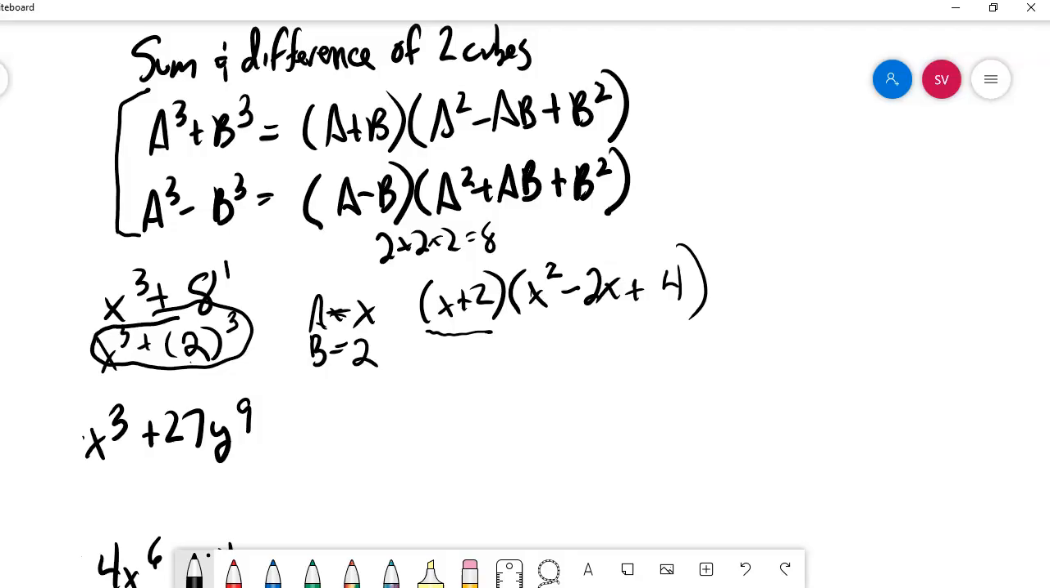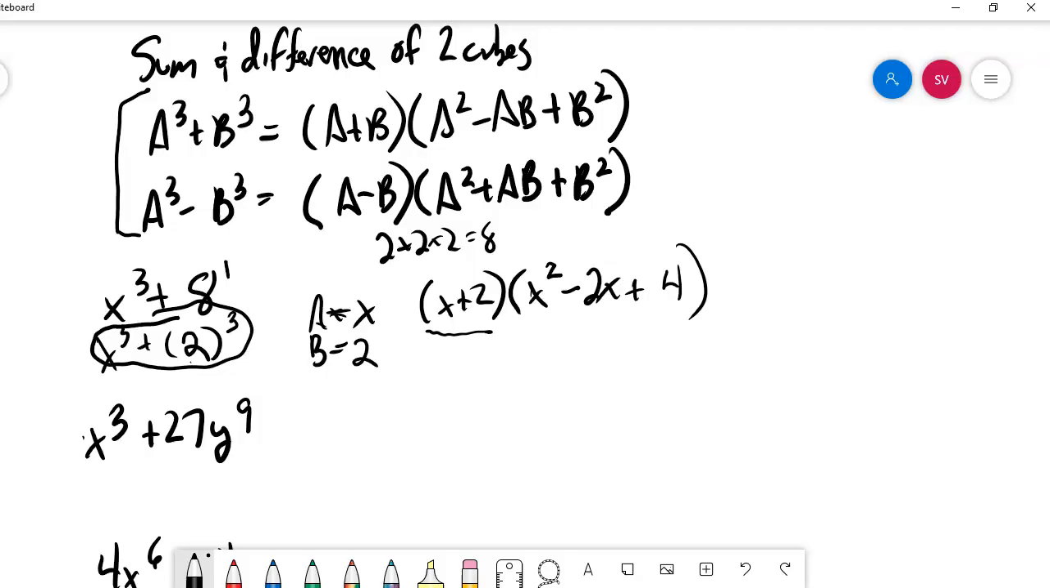So that is how we go about solving the sum and difference of two cubes. The hardest part is trying to repackage the problem so it matches this template, one of these two, depending on if we have a plus sign or a minus sign. So let's look at the next problem here.